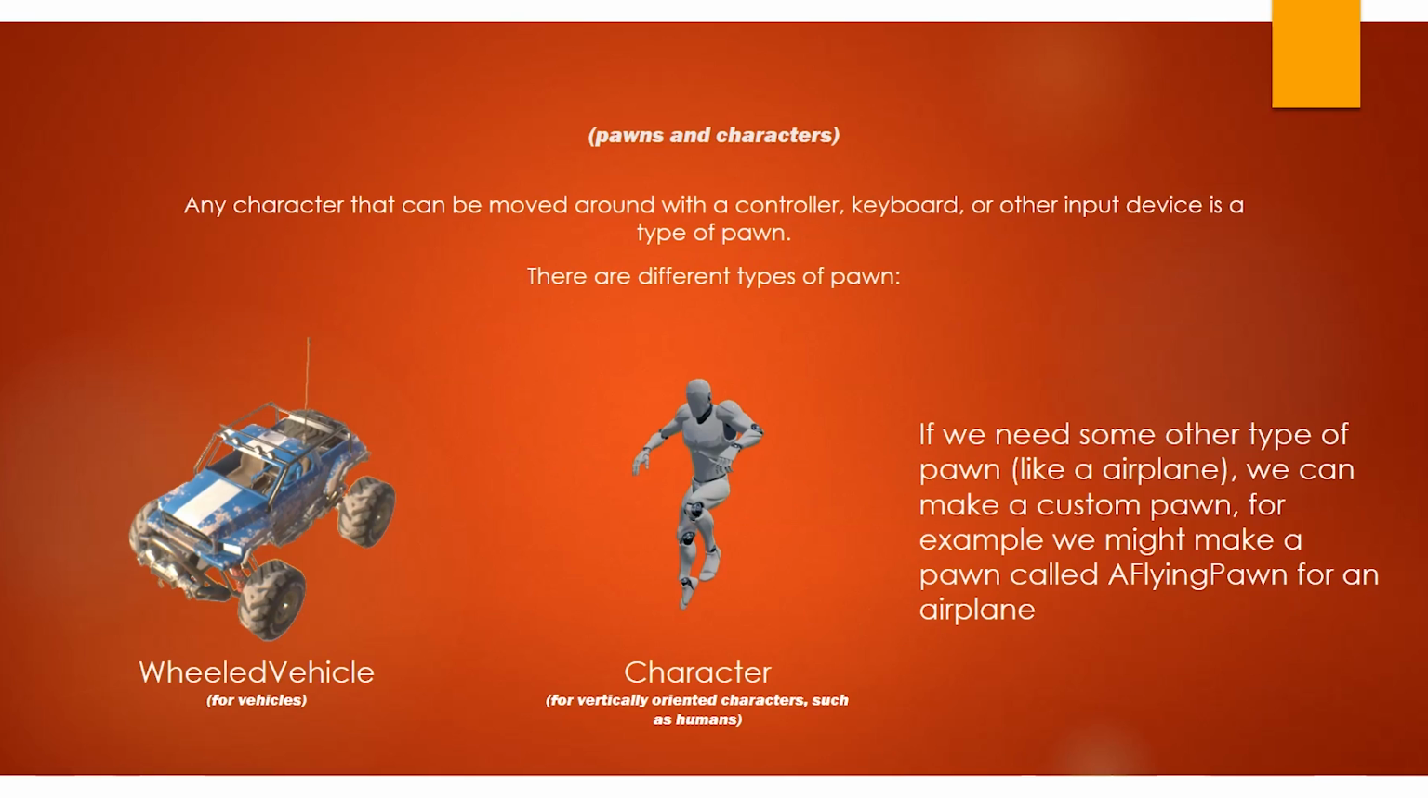Now, Unreal comes with a few types of pawn already included. We have a wheeled vehicle, we have a character, and there's also another one that is good for spectating. I'm sure, you know, your game's going to need some spectating in it at some point, so you can also do that. However, if you need something custom, you can also do that, and in future videos, I plan on showing you guys how to make custom pawns as well.